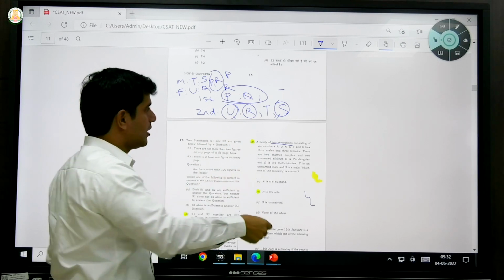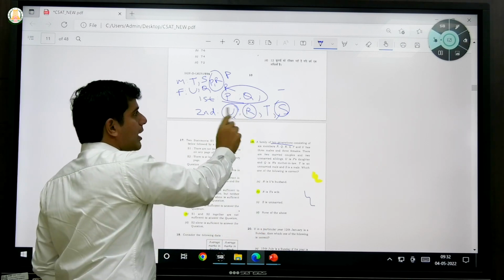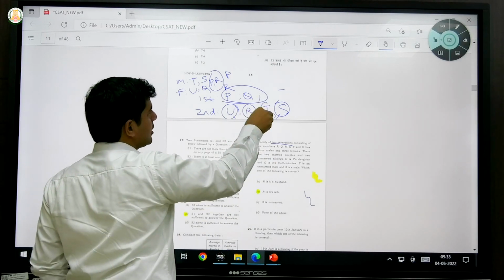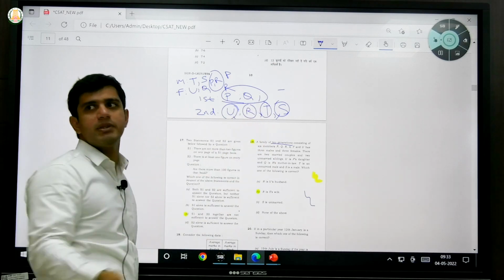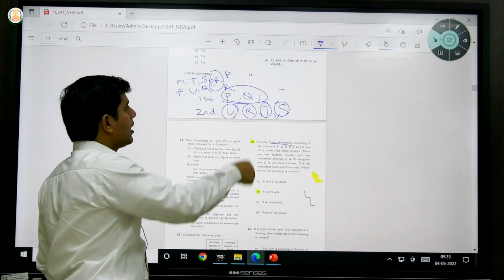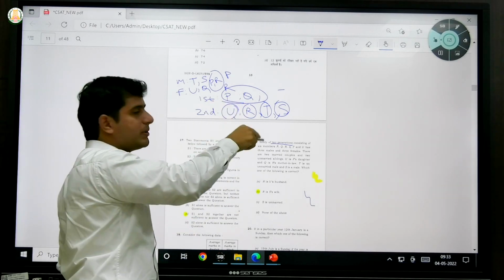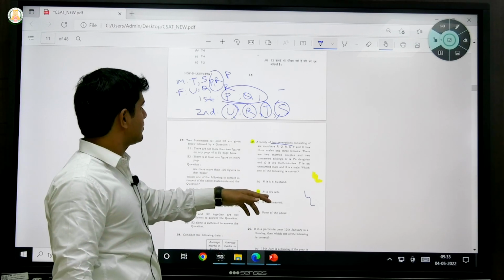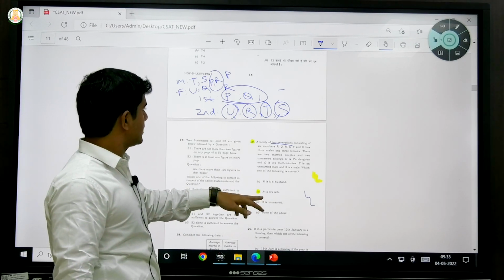Okay, that makes sense. Because R and U, any one of them could have been married, but he says unmarried siblings, and we understood that R and T are unmarried. So U and S must be the married couple, and P and Q are the other married couple. These are the unmarried siblings. Then you can easily understand R is S's wife. Okay, this is the answer.